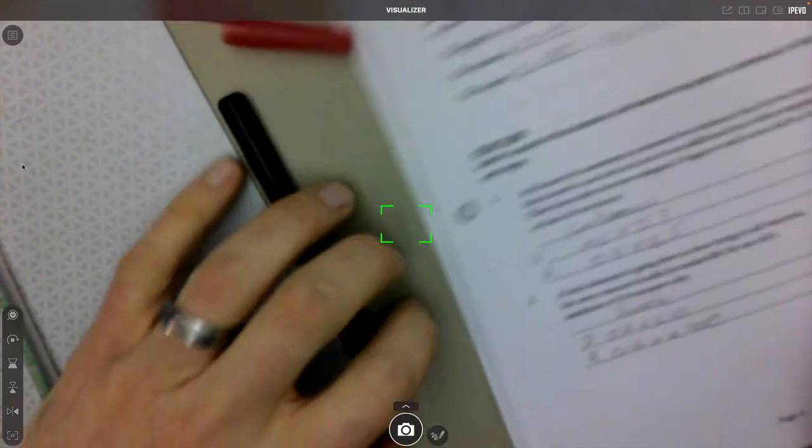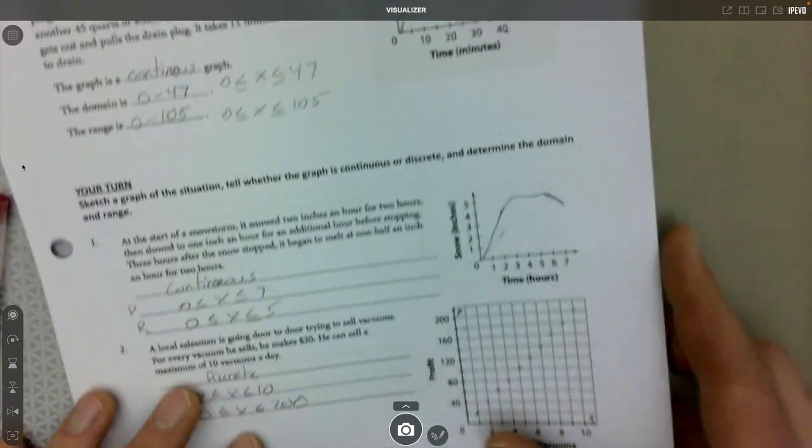A few of us are done. Before moving on to bronze, check out your continuous graph, compare it with the students.